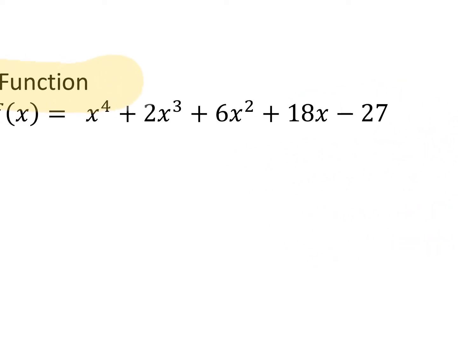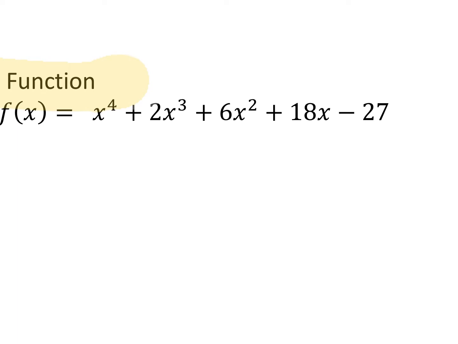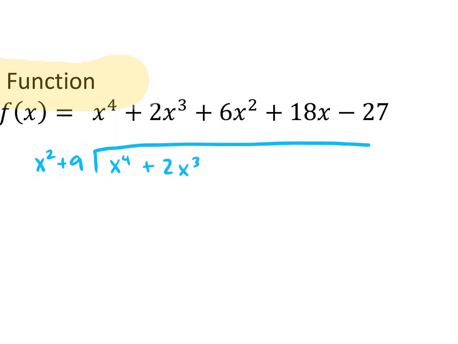Now we want to find the other factors of it. So how do I find the rest of the factors? Long division. So x squared plus 9 goes on the outside, and our whole polynomial goes on the inside. So x to the fourth power plus 2x cubed plus 6x squared plus 18x minus 27.